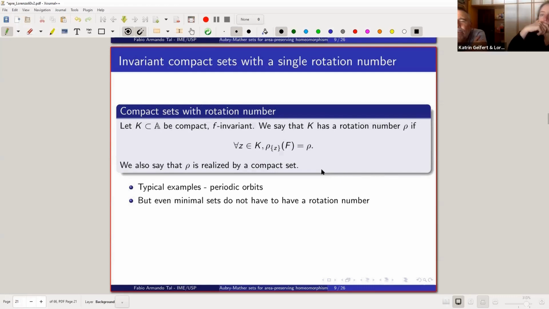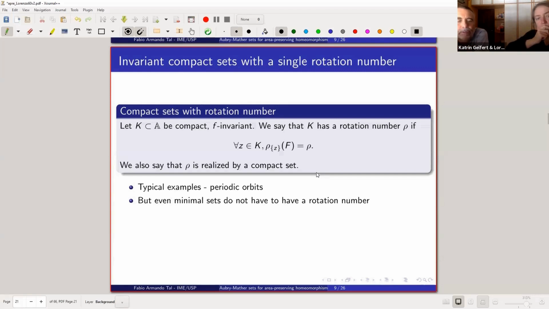Fabio, sorry, is there some condition that guarantees that, given a rotation number, the set of points having that rotation number is a compact set? No, I'm going to discuss when you find a compact set. That's the main result of the talk: to say when can I be sure that I have a compact set that has a rotation number. Okay. But the set of points that have a given rotation number is not usually a compact set, I guess. The point is to detect when it's a compact set, but okay, go ahead.